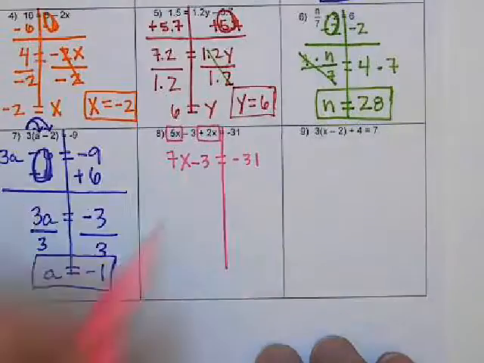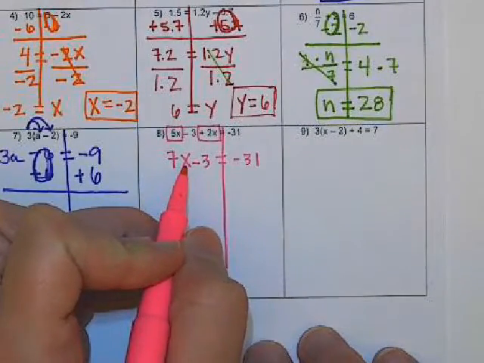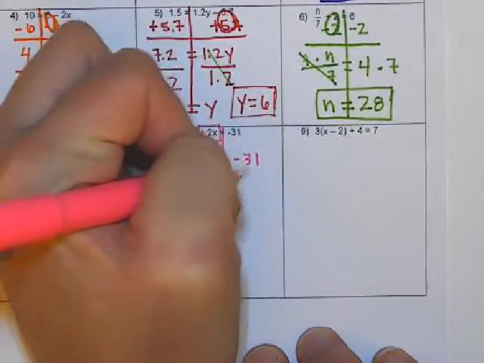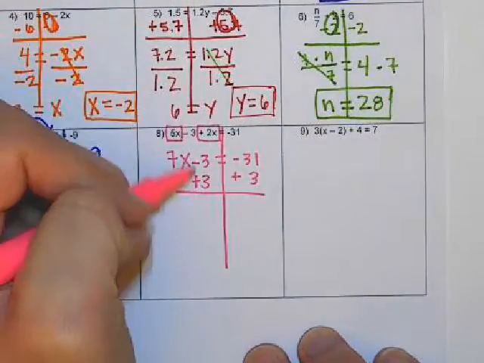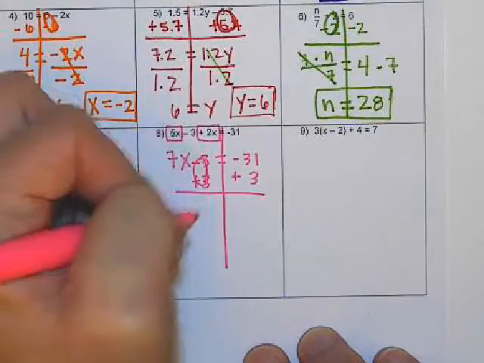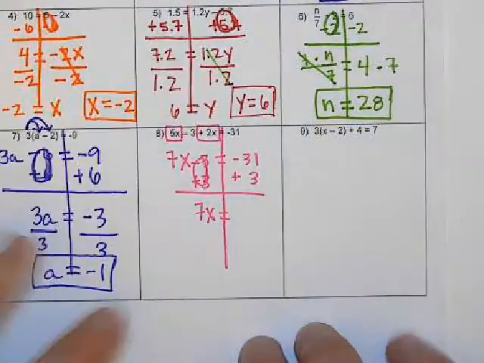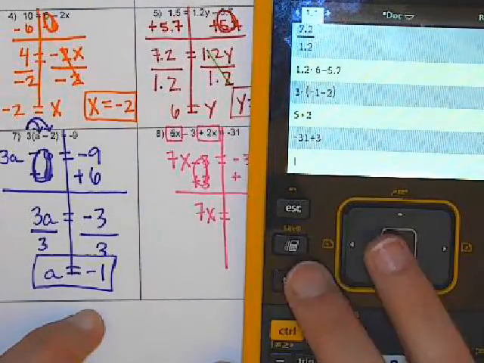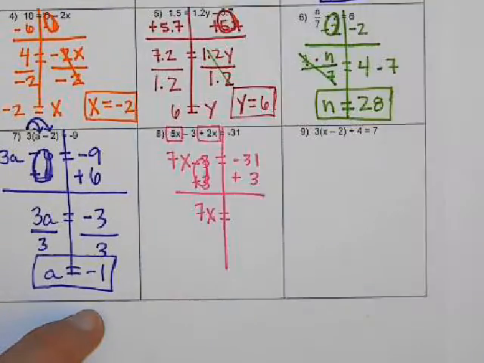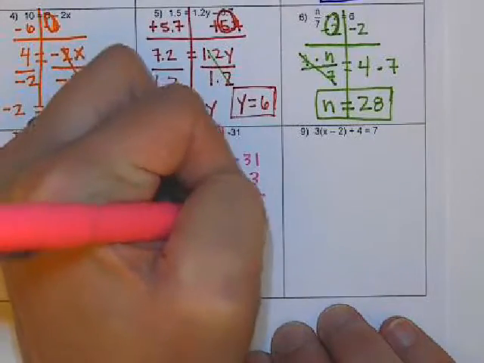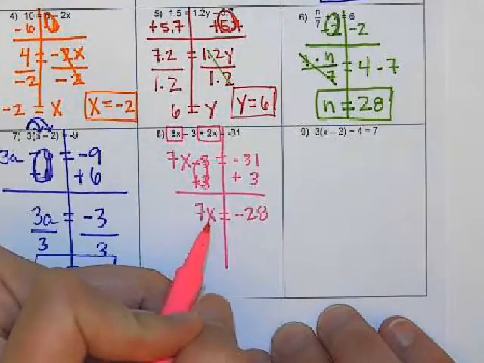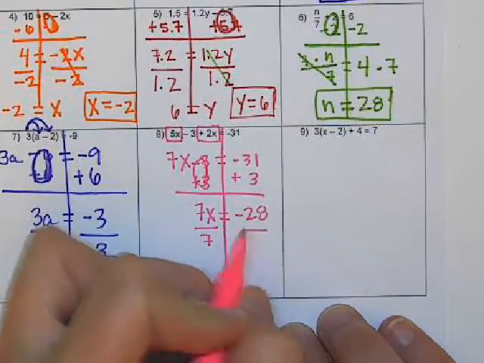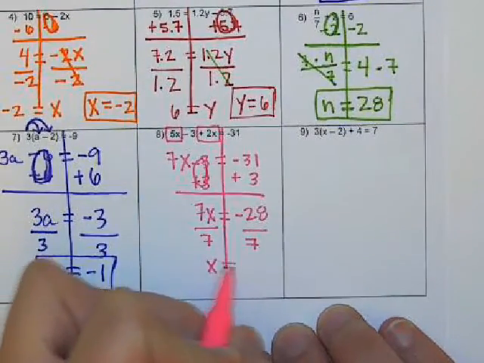All right, here's my x. What's being added or subtracted to it? A negative 3, so I need to add 3. Negative 3 and positive 3 give me 0. I'm left with 7x equals. And then I do negative 31 plus 3, which gives me negative 28. Is x by itself? No. What operation? Multiply. So I need to divide on each side. X equals negative 4.